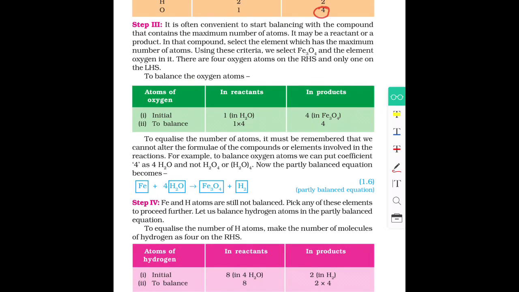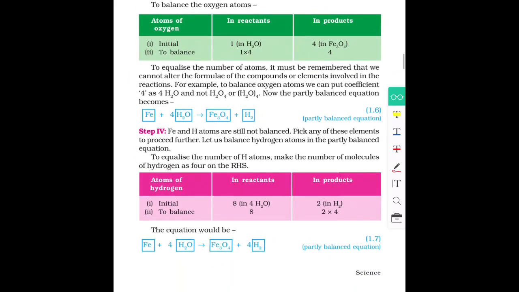Now Fe and H atoms are still not balanced. Pick any of these elements to proceed further. Let us balance the hydrogen atom in the partially balanced equation. To equalize the number of hydrogen atoms, make the number of molecules of hydrogen 4 on the right hand side. So by multiplying by 4 on the right hand side, we get Fe plus 4H2O gives Fe3O4 plus 4H2. This equation is still partially balanced.